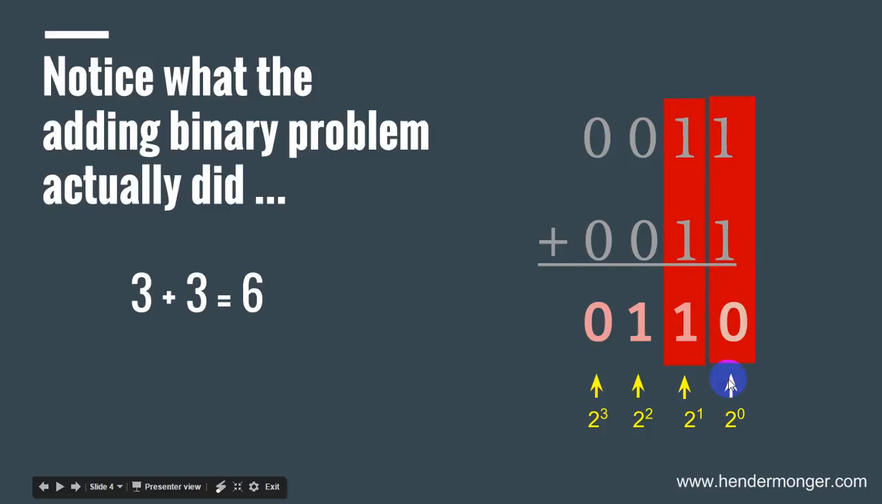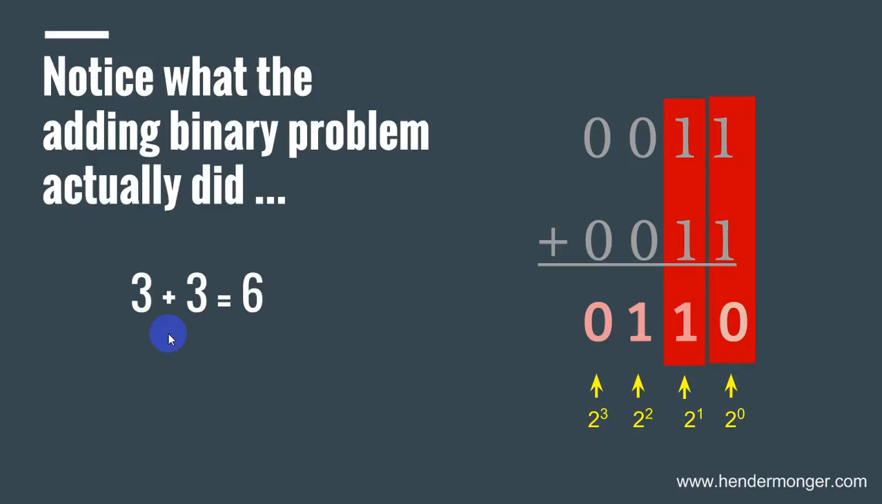So on the bottom you can see I have 0 ones. I have one of these, 1 two, so this is 2. And I have 1 four. That's 4. So I have a 4 and a 2. 4 plus 2 is 6. So I've done it correctly that 3 plus 3 is 6.